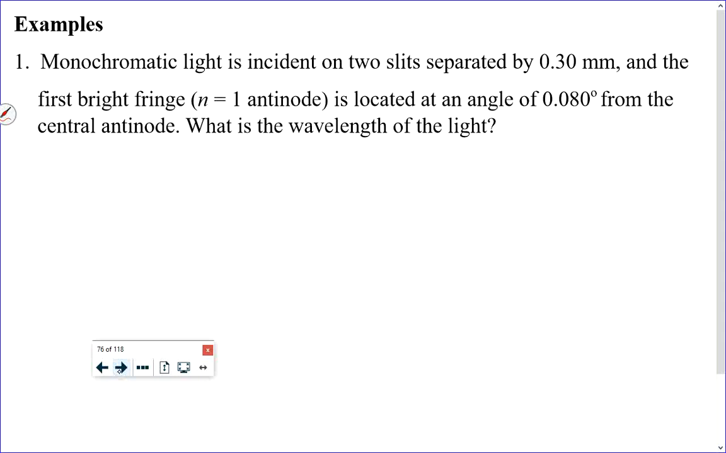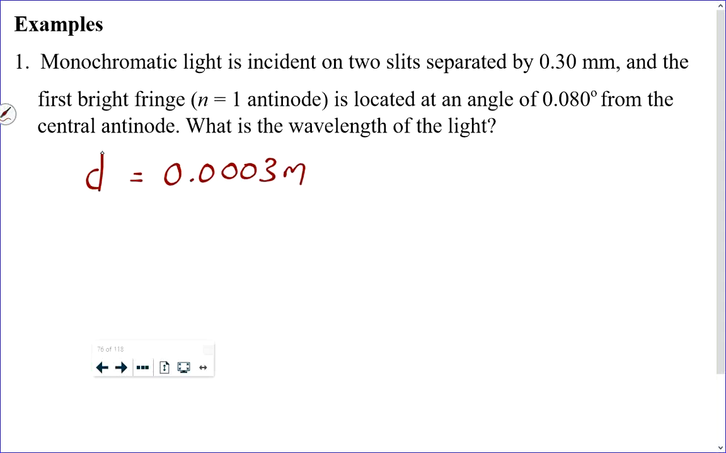So we have monochromatic light. Well, that's good because then we have one wavelength. If I shone two different colors of light through the same set of double openings, then I would see a whole bunch of different things go on. Okay. You're told that the slit separation, which is the distance between the openings, is 0.0003 meters.